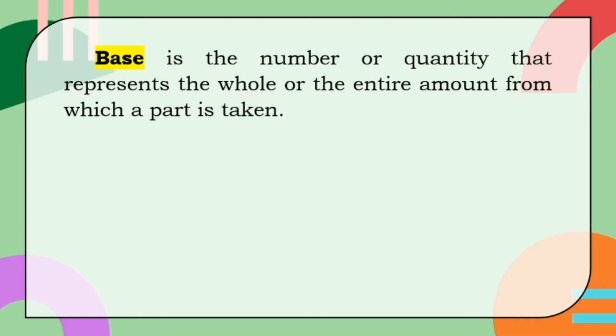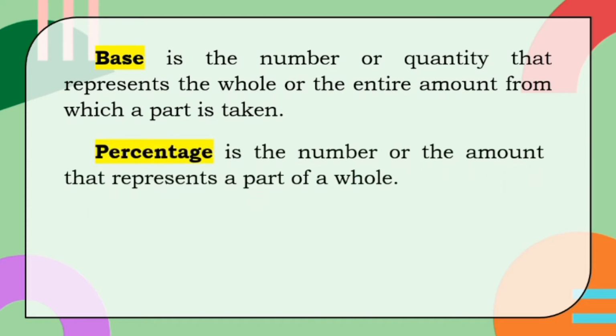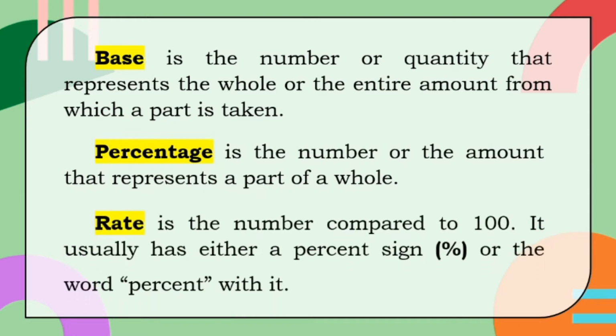Let's have a review on the definition of base, percentage, and rate. Base is the number or quantity that represents the whole or the entire amount from which part is taken. Percentage is the number or the amount that represents a part of a whole. Rate is the number compared to 100. It usually has either a percent sign or the word percent with it.